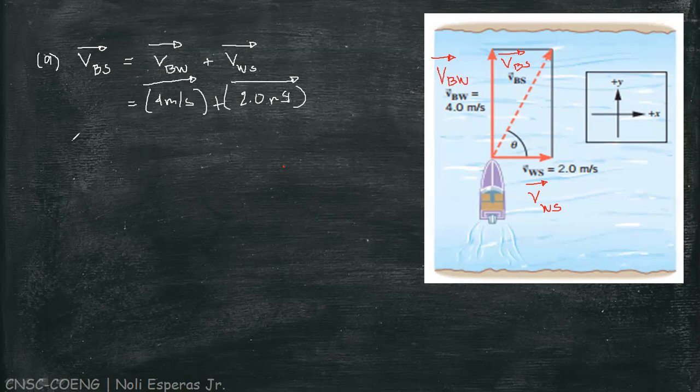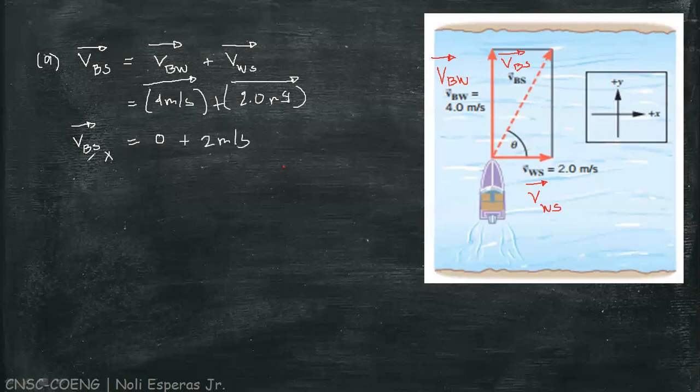Okay po. So, first, let's solve for V_BS x. Does V_BW have an x component? The velocity of the boat relative to the water has a 0 x component. And for V_WS, it is equal to 2 meters per second. Therefore, our V_BSx is 2 meters per second.